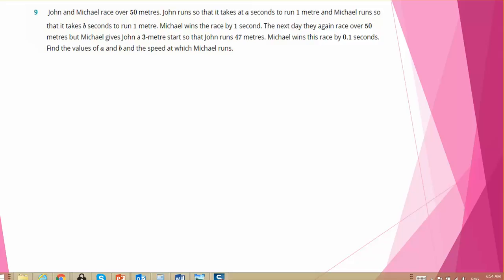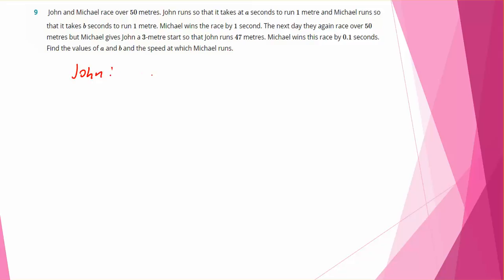So what that information gives you is actually the speed of John and Michael respectively. We know that the speed formula is distance over time. So if John takes A seconds to run 1 meter, its distance, which is 1 meter, divided by the time it took, A, so 1 on A meters per second. Now Michael takes B seconds to run 1 meter, so for 1 meter distance it takes B seconds, 1 on B meters per second.